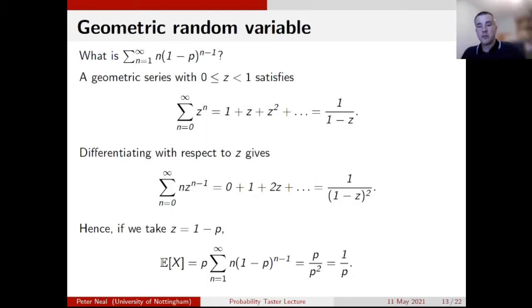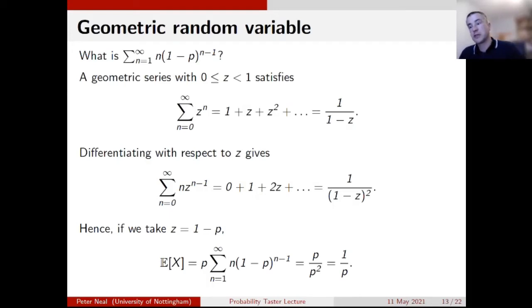So what we have with a geometric random variable is that the expectation is inversely proportional to the probability of success. So if we have a really high chance of being successful, we don't need to wait very long. Whereas conversely, if our probability of success is really small, on average, we're going to have to wait quite a long time for a success.